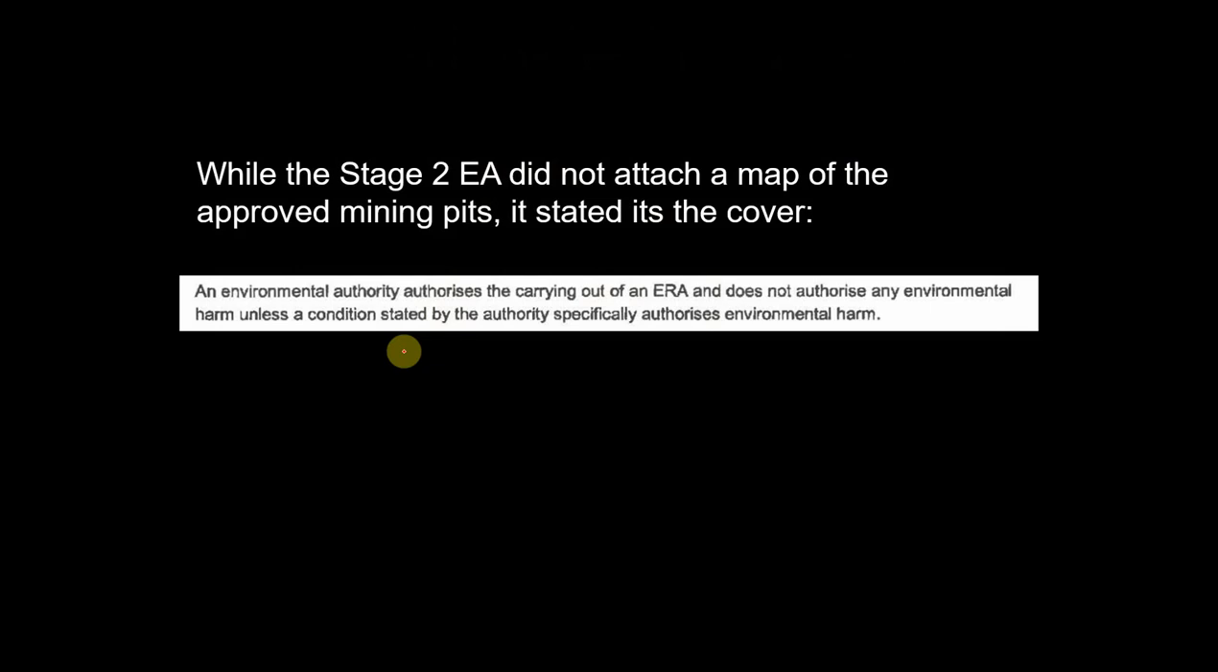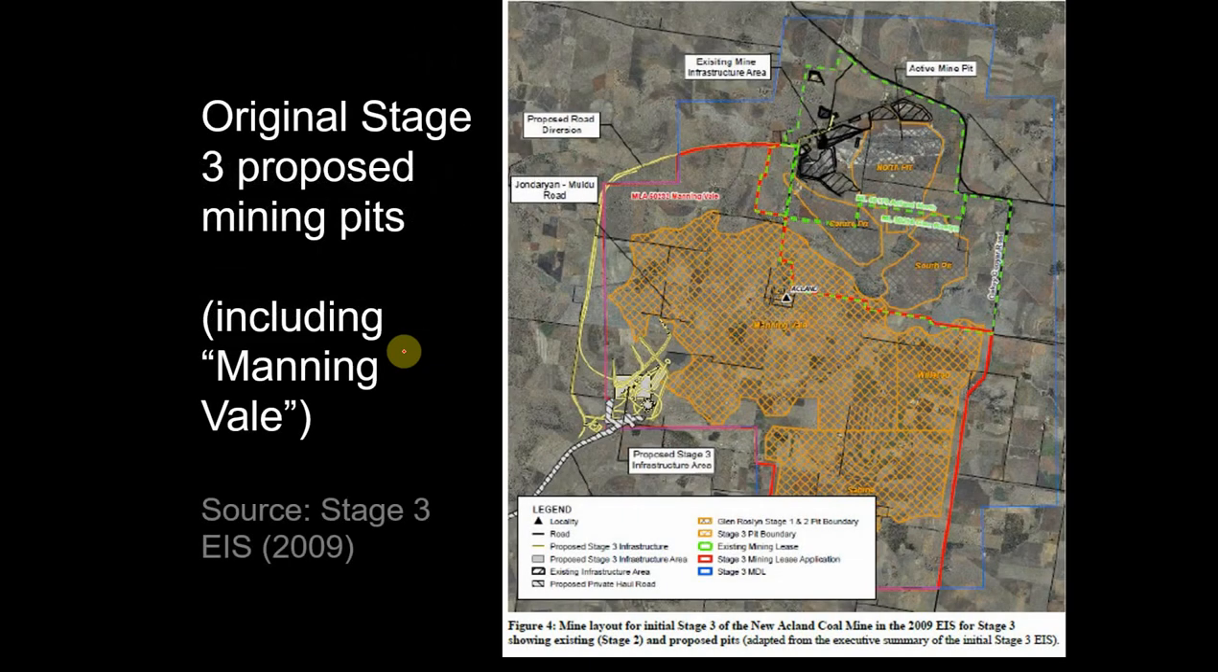The mining company's argument is, it appears that the state government regulator has accepted or acquiesced to their argument that because the regulator failed to attach a map, too bad, so sad, we can mine anywhere we like. So that's West Pit.